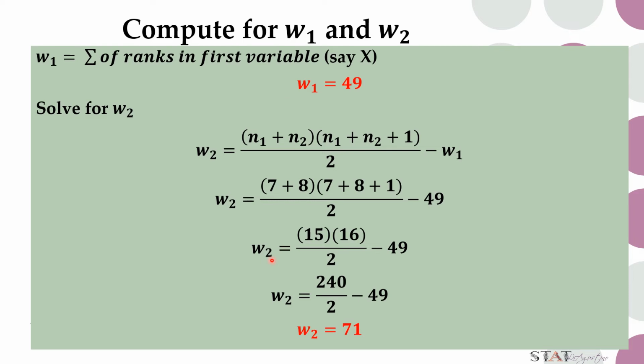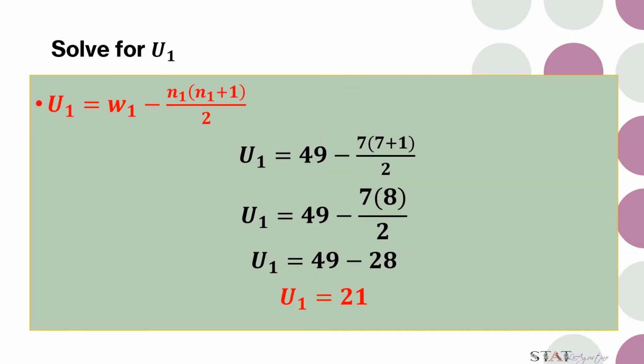Okay, and then W2 is equal to 15 since 7 plus 8 is equal to 15 and 7 plus 8 plus 1 equals 16. So multiply that, it equals 240, divided by 2, minus 49. So our W2 is equal to 71. Just an algebraic operation. You can take this, you can arrive at this number. W2 is equal to 71.